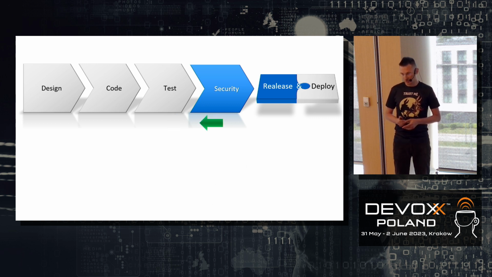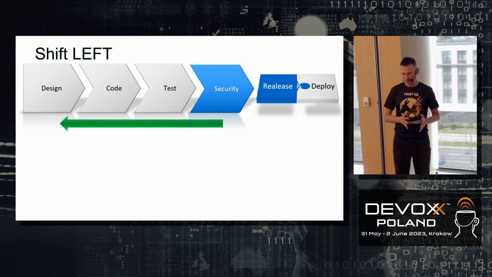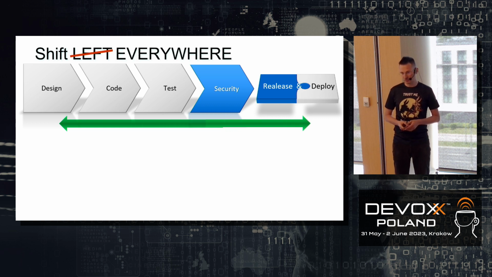There's a concept of shifting security left, so on this diagram to testing, coding, and design phase, which is great. Why security during development and design? Because if you find a problem quicker, early, it will be fixed quicker and cheaper. Why are we thinking of shifting left? In my opinion, we should shift everywhere. We should incorporate security during release, deploy, and operation phase as well.